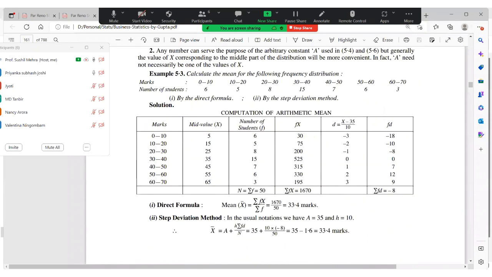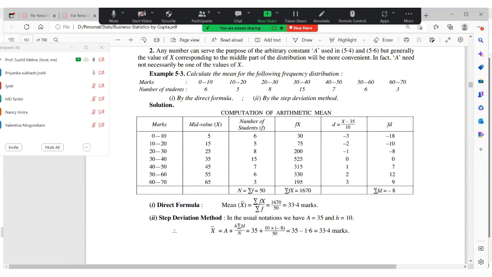Now come to this example. Calculate the mean for the following distribution, marks and number of students, all these are given, right? So we have to find it by the direct formula and the subdivision method. We can apply any of the methods, either direct, subdivision, or shortcut, and in each and every case the answer is the same, right? Okay.